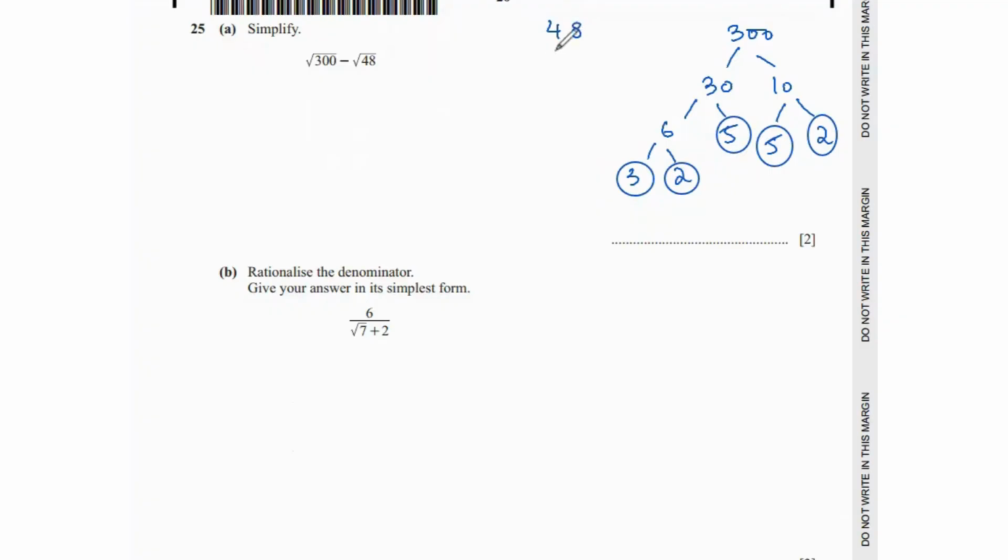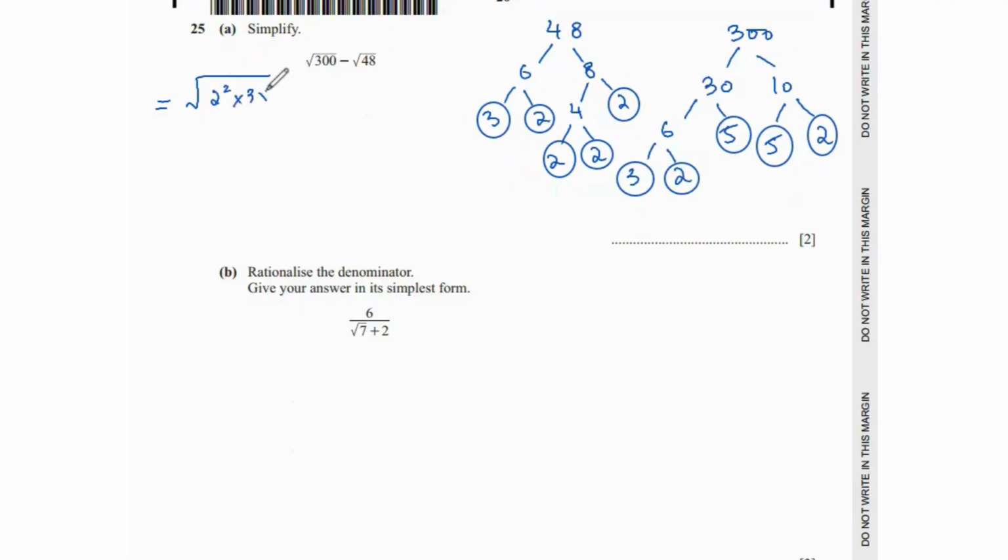Similarly, for 48, that's 6 times 8. 6 is 3 times 2. 8 is 4 times 2, and 4 is 2 times 2. Let's highlight the prime factors over here. 3, 2, another 2, another 2, and then another 2. So if I rewrite the surds, 300 is basically 2 squared times 3 times 5 squared, and 48 is 2 to the power 4 times 3.